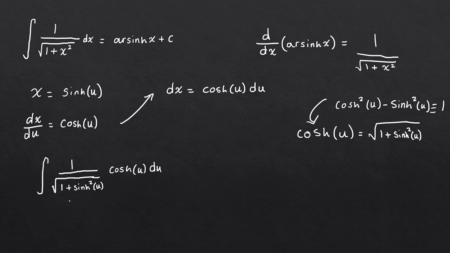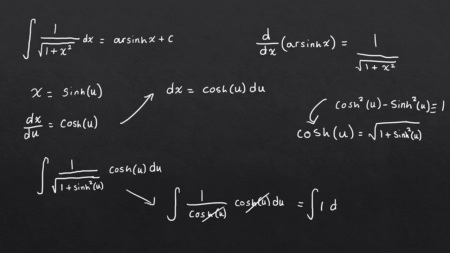So this is the integral of 1 over cosh u, times cosh u du, because like we just said, cosh u is equal to the square root of 1 plus sinh squared u. Clearly, if we multiply the numerator by this cosh u and divide by cosh u, they just cancel. So I get left with the integral of 1 du. If I integrate 1 with respect to u, that just gives me u, plus our constant of integration.